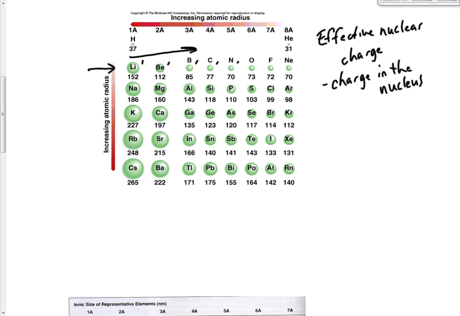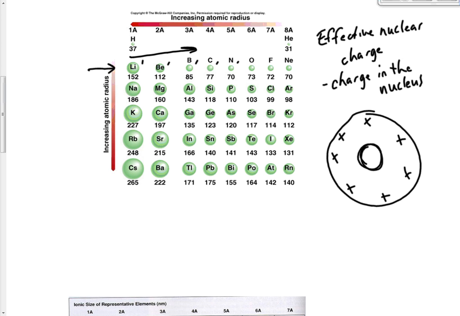Think of it as a bunch of kids standing on a trampoline. You've got kids here and here and here, just standing on the edges. As you add more kids to the middle, it sinks down further and further. Then it's harder for the kids on the edge to stay there, so they start sinking down a little bit too. The radius gets a little bit smaller the more people you put in the middle. So effective nuclear charge is basically going to cause this trend in atomic radius.